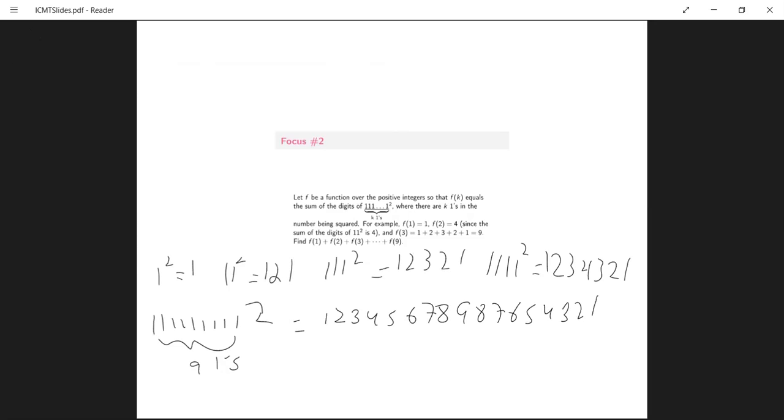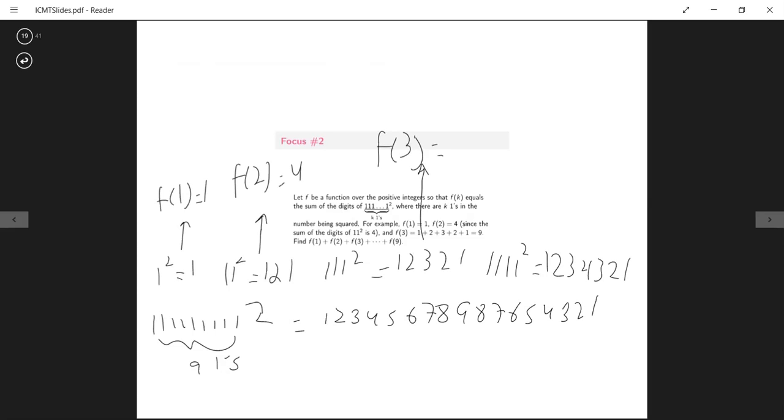of these digits. That's just the function. The sum of digits of 1 is just 1, so we have f of 1 is equal to 1. From this, we have f of 2 is equal to 4. From this, we have f of 3 is equal to 1 plus 2 plus 3 plus 2 plus 1, that's 9. Computing the sum of digits here, it's 16. Basically, the pattern is that f of k is equal to k squared. This is pretty easy to prove.